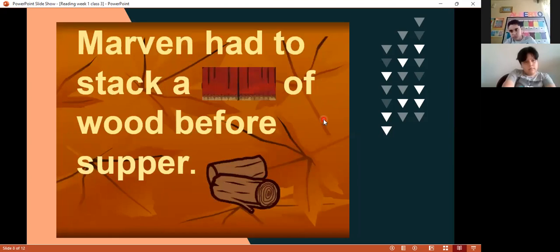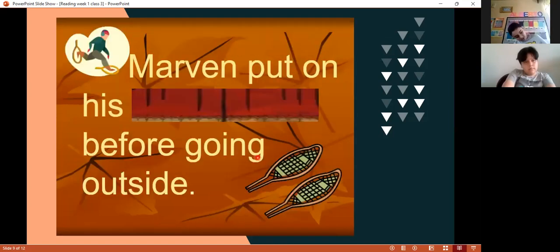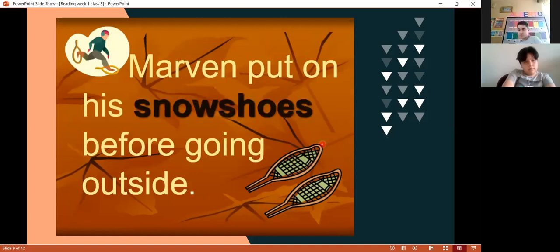Marvin had to stack up a cord for supper. A cord, that's right. Remember, we use the word cord to talk about wood, when we stack a cord of wood. It refers to a bunch of wood together. Marvin put on his snowshoes before going outside. The snowshoes. Excellent. Look at this. He is using the snowshoes before going outside.